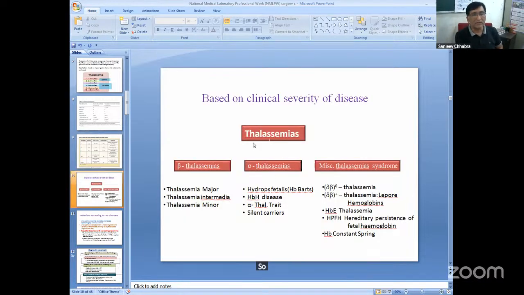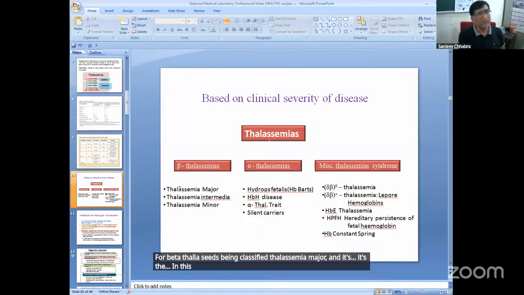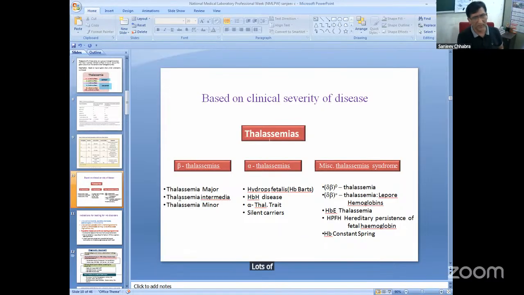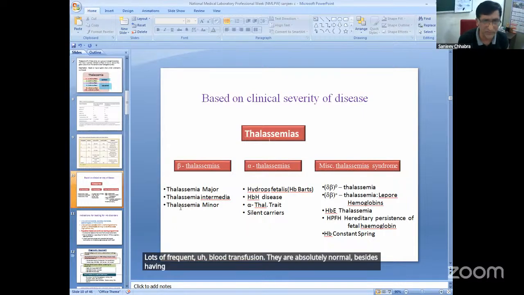So we can also classify on the basis of clinical severity. For beta thalassemia, it is classified as thalassemia major, in which case we require multiple transfusions and there are multiple clinical problems. Thalassemia intermedia has a severity in between thalassemia minor and major. They require not so frequent blood transfusion. And in thalassemia minor, they are absolutely normal, besides having a hypochromic feature and mild anemia.